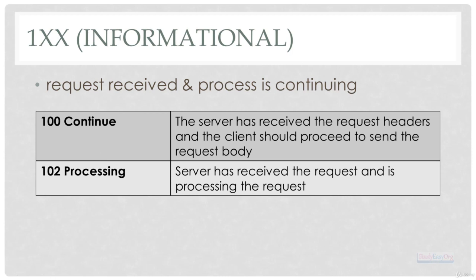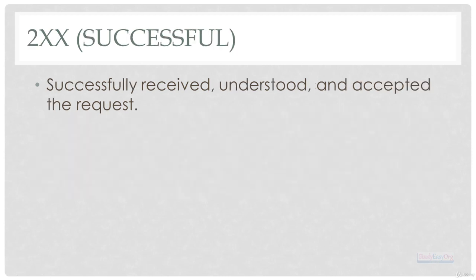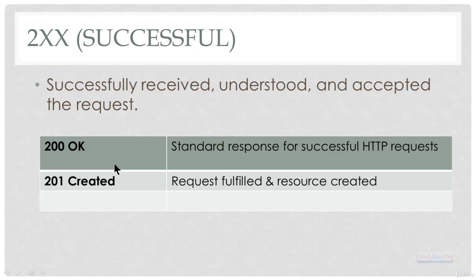There are many more. The second category is the success category. A success code specifies that the operation was successful, and this implies that the server has received, understood and accepted the request. Here are two popular codes. The first success code is 200 OK, which is the standard successful HTTP response. Then we also have the 201 Created code, which means that the request has been fulfilled and a resource is created.